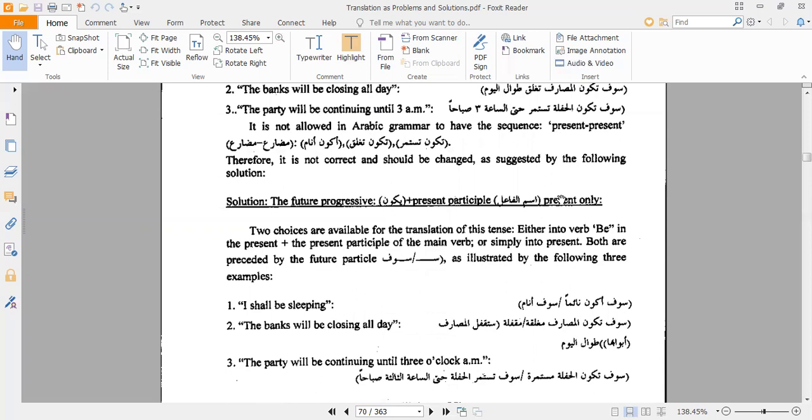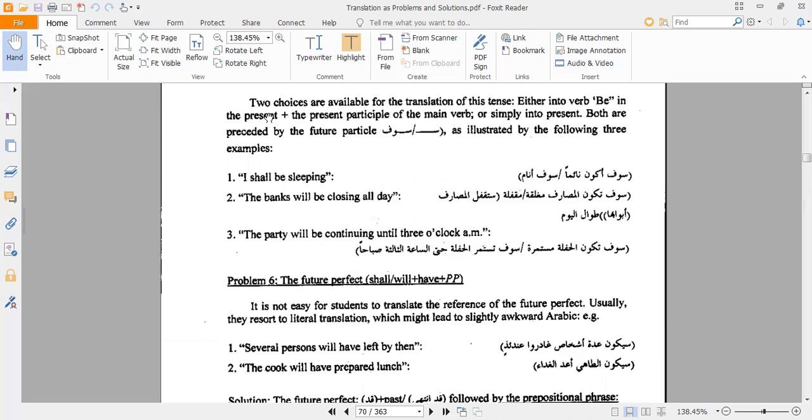Okay, look at the third sentence here. The party will be continuing until 3 a.m. سوف تكون الحفلة مستمرة حتى الساعة 3 صباحا. أوكي، سوف تكون حفلة.